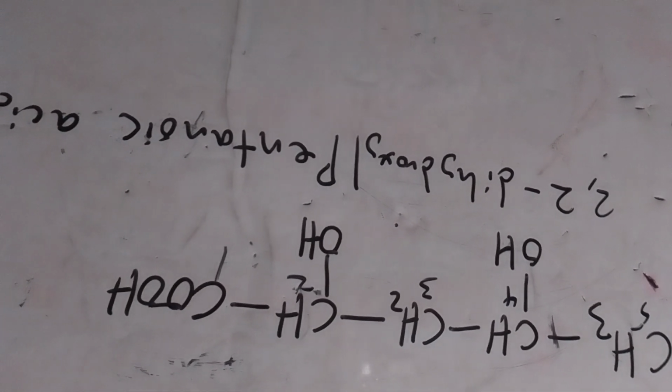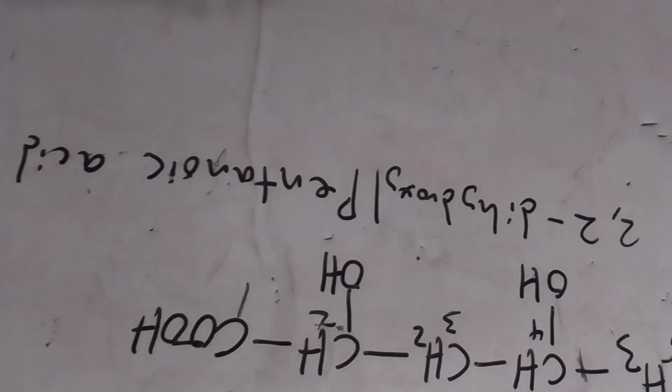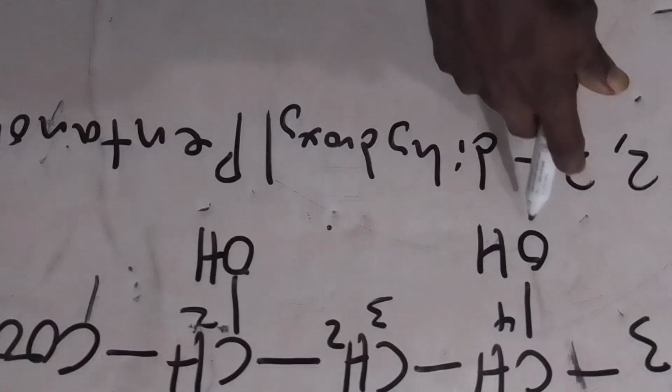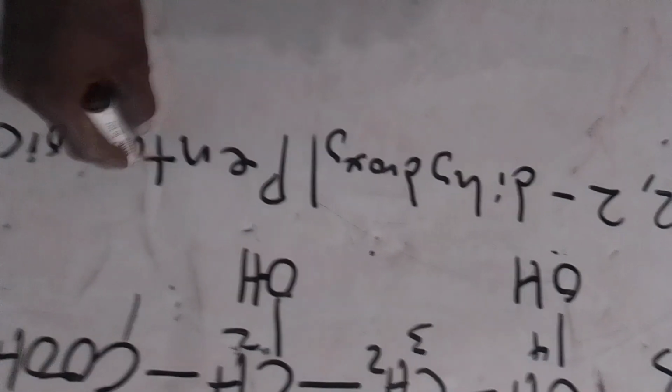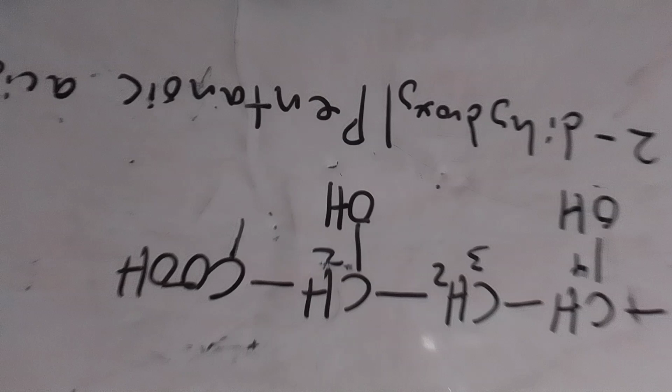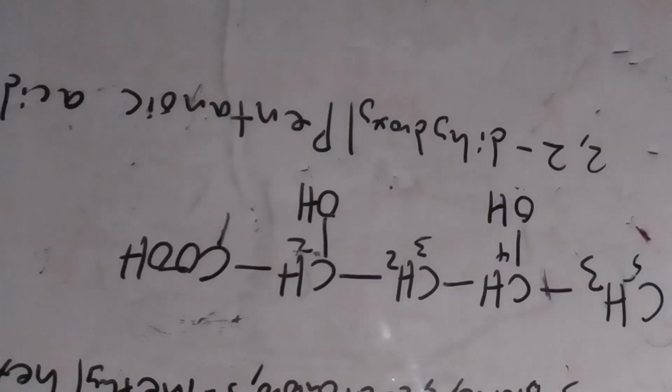The reason why we have that here is because we have 2 hydroxide groups at the same position. So we have 2,2-dihydroxyl pentanoic acid. Of course, the reason why we have pentanoic is because of the 5 carbon atoms, 1, 2, 3, 4, 5 in the compound. I believe you understand that.